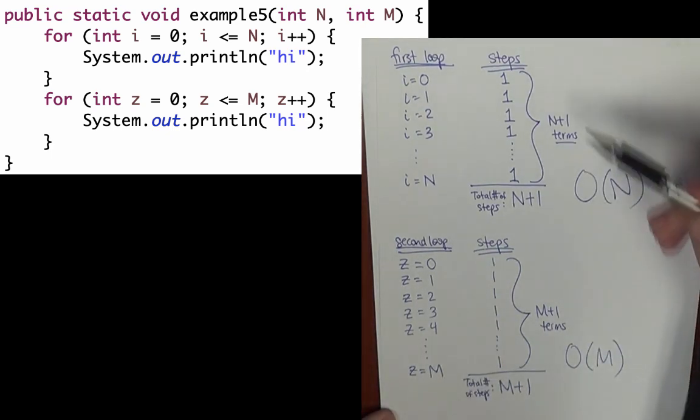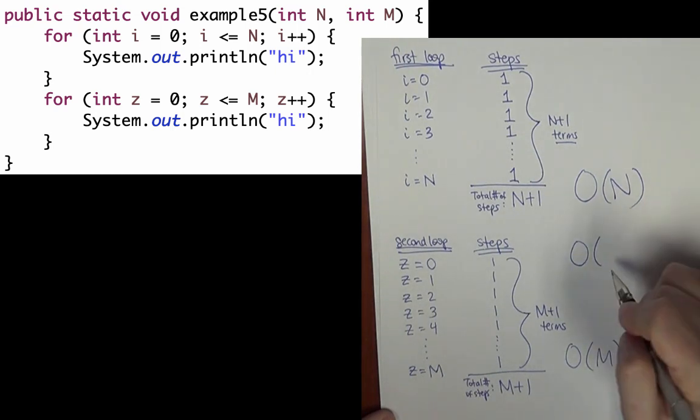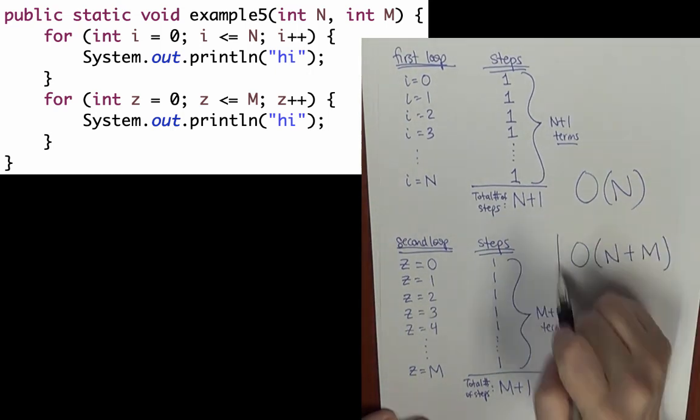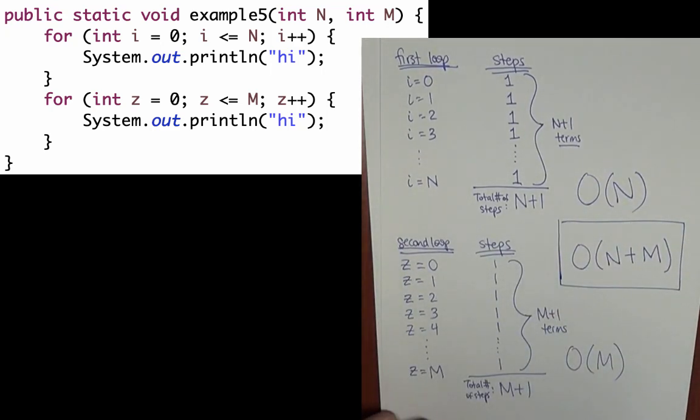Since we're doing both the first loop and the second loop, my final answer is that my big O is going to be in O of n plus m. And n and m here, I'm assuming are independent, so I can't just get rid of them.